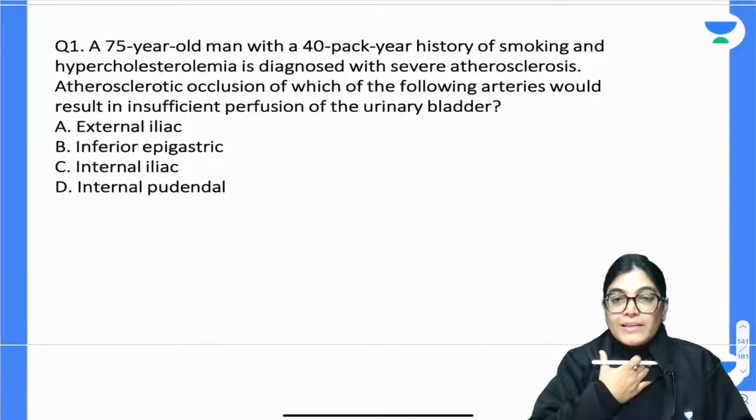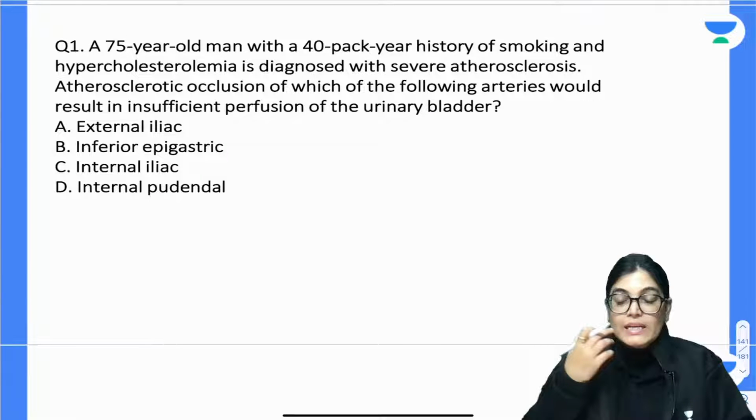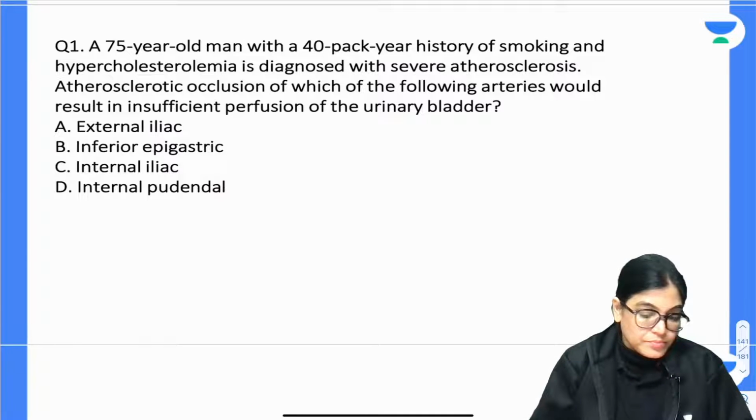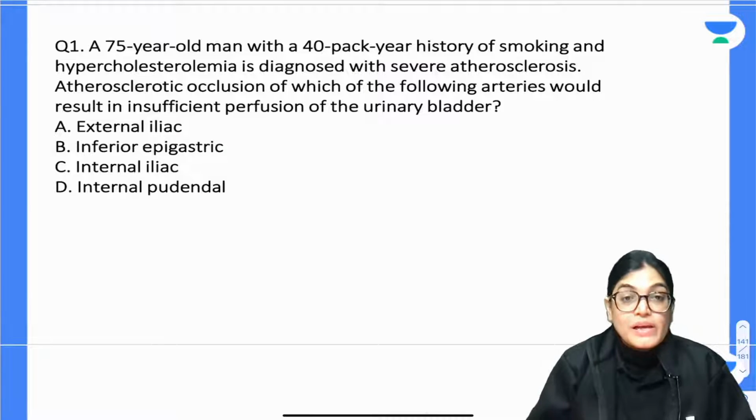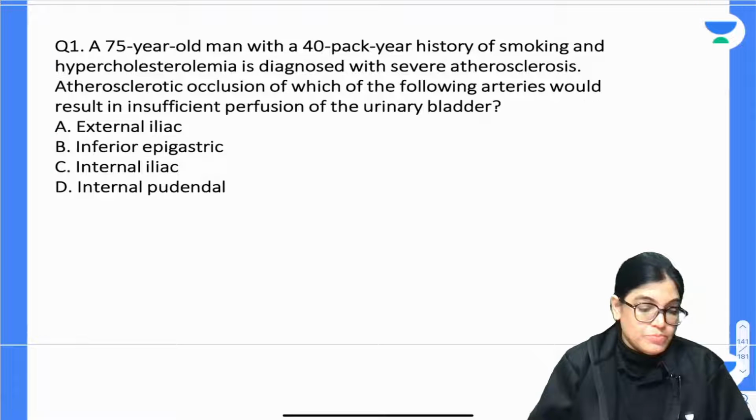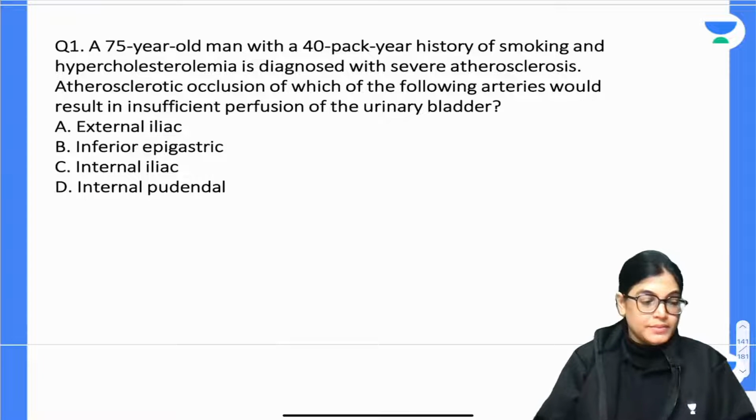History of 40 packets of cigarettes per day and 40 years of smoking. So, which artery is causing insufficient perfusion of the urinary bladder? Which of the following arteries is involved? External iliac, inferior epigastric, internal iliac or internal pudendal artery. Your time starts now. Mark the correct answer, my dear aspirants.